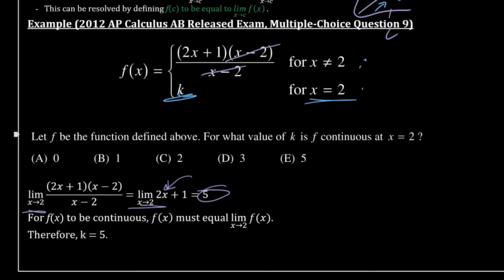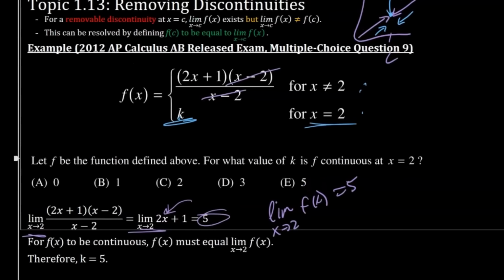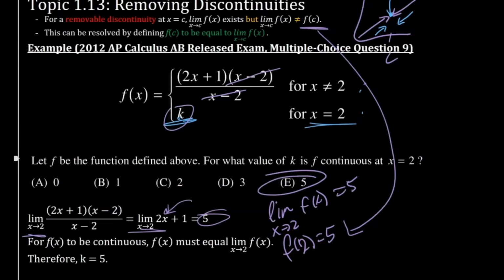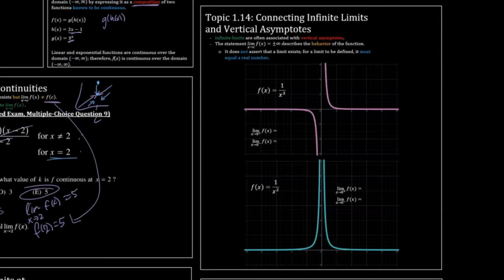And so that means that the limit of f of x as we approach 2 is equal to 5. For it to be continuous, this needs to be equal to it. So that means that f of 2 must be equal to 5. So k must be equal to 5. Our answer is E. This is our third to last topic, topic 1.14, connecting infinite limits and vertical asymptotes.